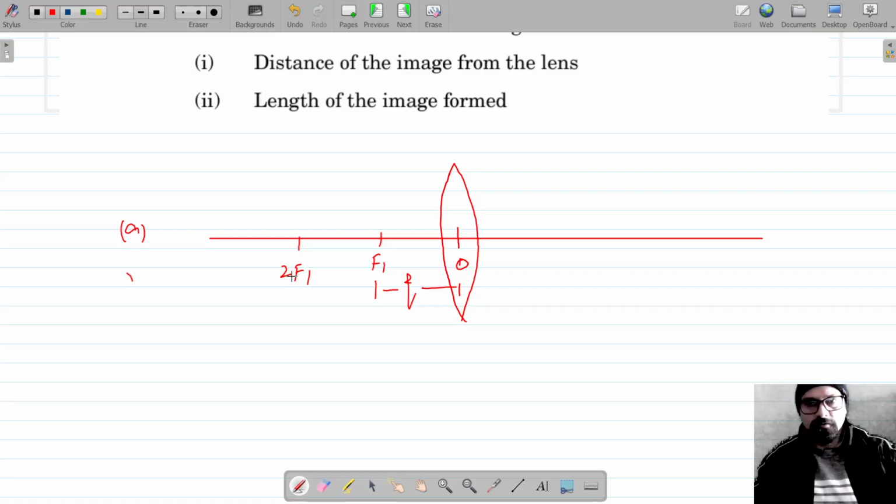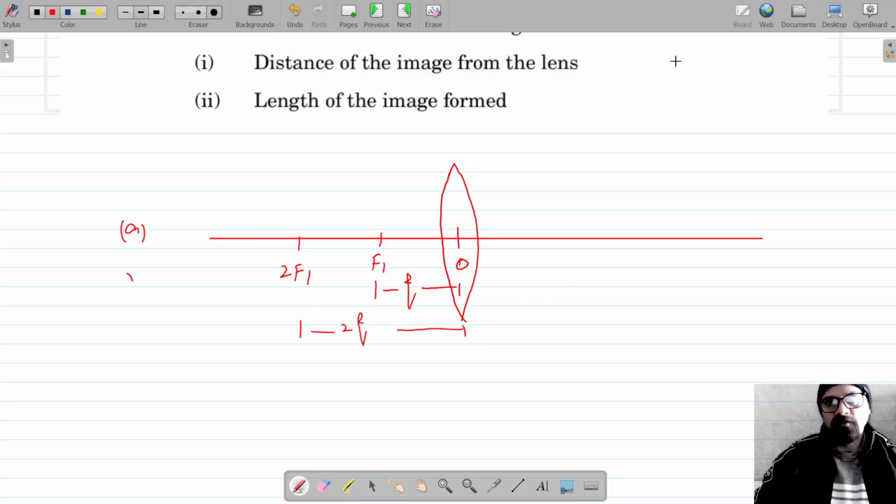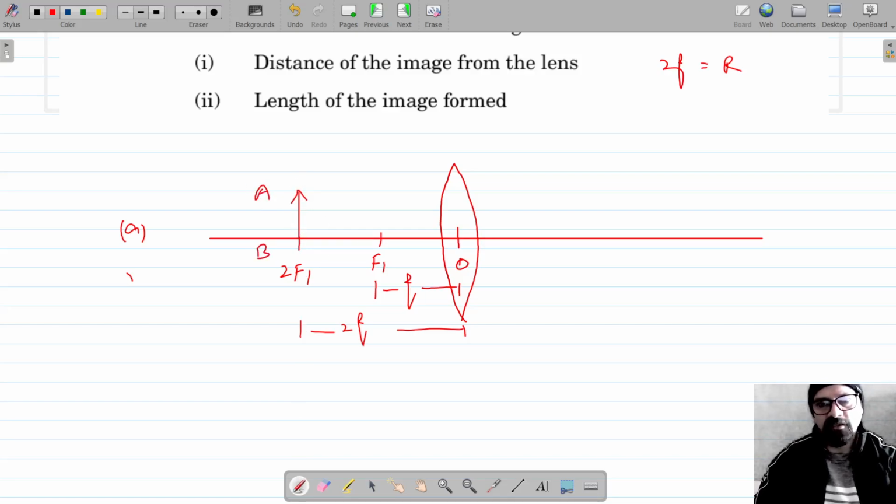So the distance between the optical center and the focus is the focal length, and this is the second principal focus. This distance is twice the focal length, and we know that twice the focal length is equal to the radius of curvature. So this is the center of curvature at this point. The object is placed here at twice the focal length, which is also called the center of curvature. We denote the object by AB, and the arrow is pointing upwards, which means that the object is standing erect.